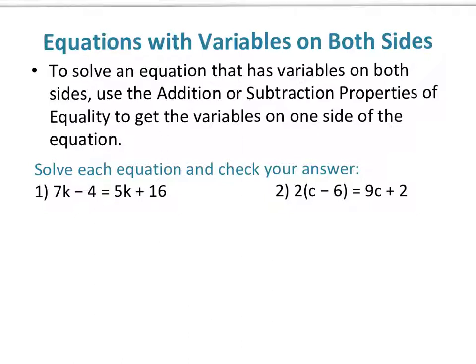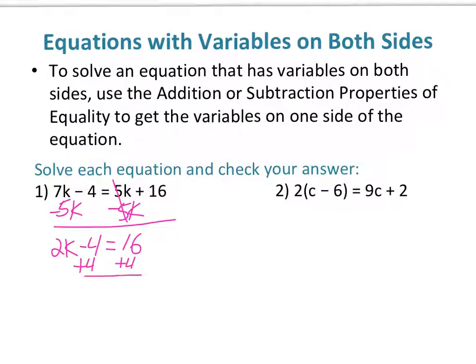Number one, we have k's on both sides of the equal sign. It doesn't matter which side you have your variable on as long as it's all on one side. So I'm going to subtract the 5k. It's positive, so I have to subtract to get it to the other side, but I chose to do that so my variable term is positive. 7k minus 5k is 2k, and then I'm going to bring down everything else. Now to solve for k, we're going to add 4 to both sides. 16 and 4 is 20. And then divide by 2. So k equals 10.